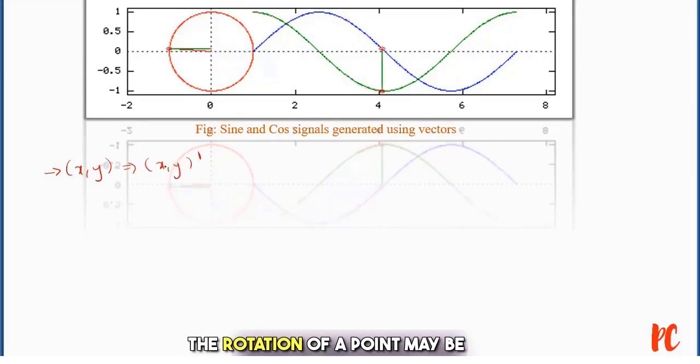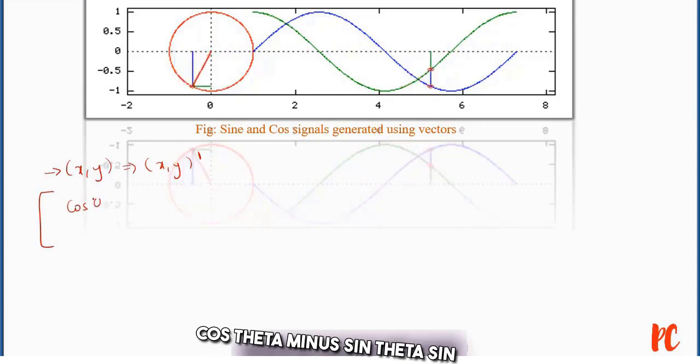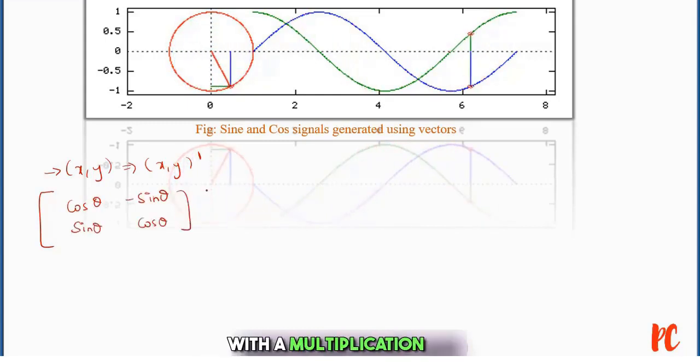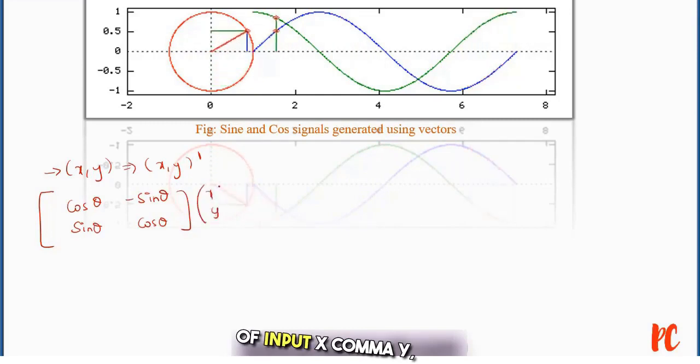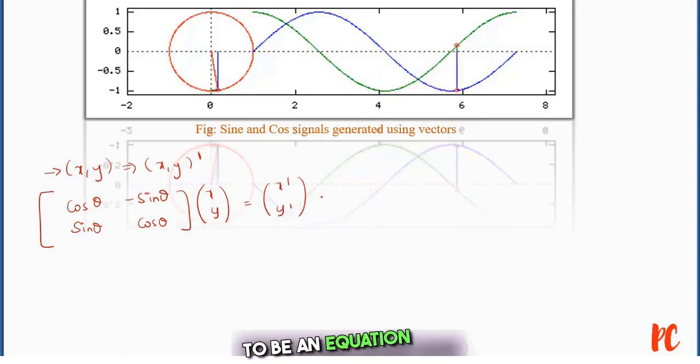The rotation of a point may be effected by multiplying the coordinates of a specific point by a rotation matrix: cos theta, minus sin theta, followed by sin theta, cos theta, multiplied with the input (x, y), for which the transpose value will be (x bar, y bar). Let me consider this part to be equation 1.